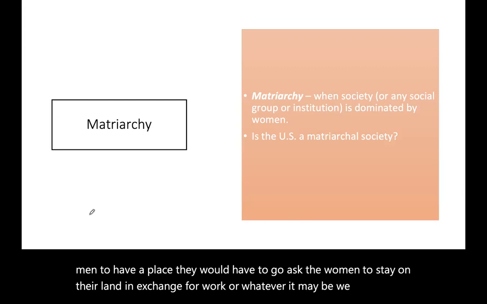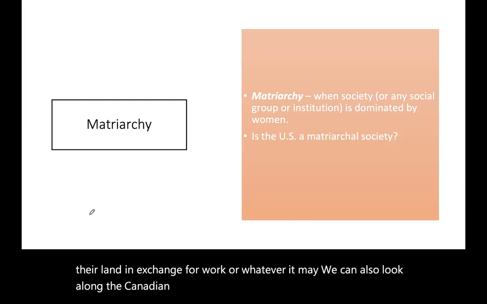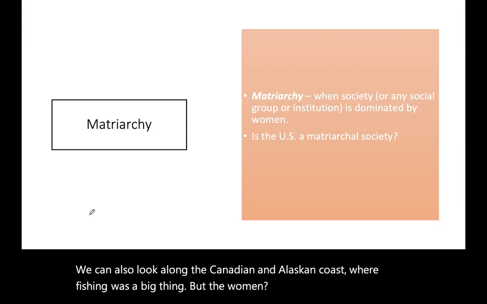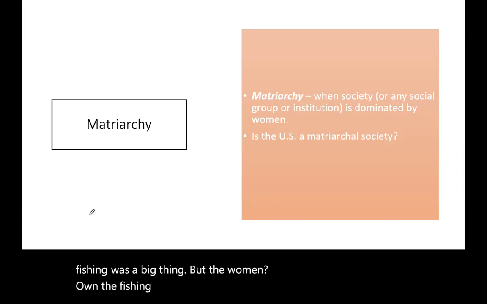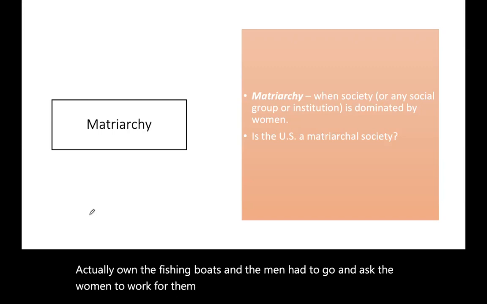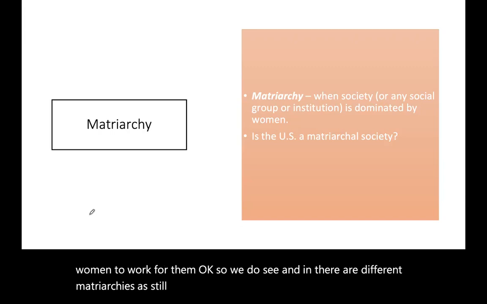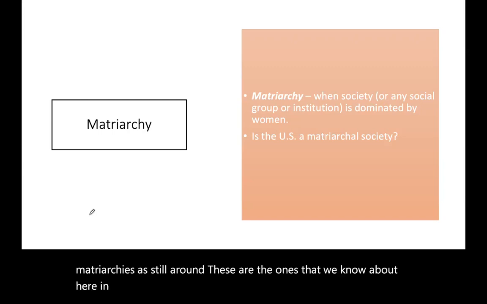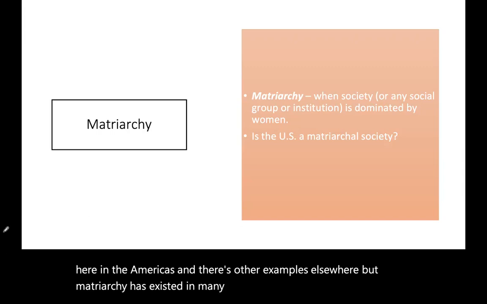We can also look along the Canadian and Alaskan coast, where fishing was a big thing, but the women actually owned the fishing boats. And the men had to go and ask the women to work for them. Okay, so we do see that there are different matriarchies still around. These are the ones that we know about here in the Americas, and there are other examples elsewhere. But matriarchy has existed in many parts that we can see.